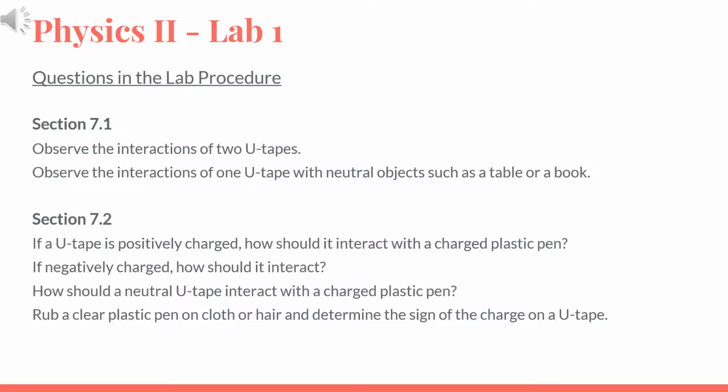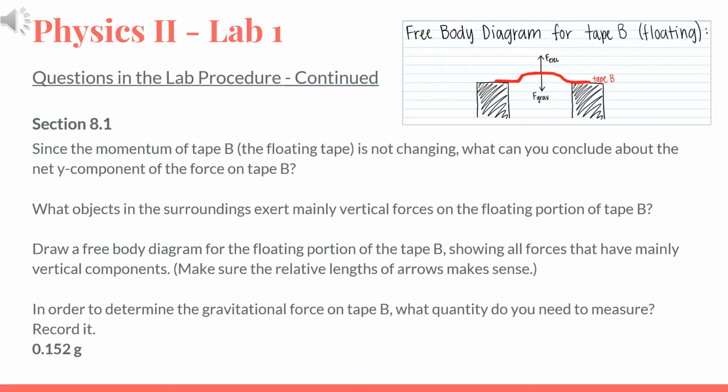Moving on to section 7.2, since the plastic pen is most likely to pick up a negative charge, a positively charged U-tape should be attracted to the charged plastic pen. If both the pen and the U-tape are negatively charged, they will repel each other. A neutral U-tape will either not interact at all with the charged pen, or it will be attracted to it due to an induced positive charge in the tape. In my experiment, the U-tape was attracted to the charged plastic pen, so the determined sign of charge on the U-tape is positive.